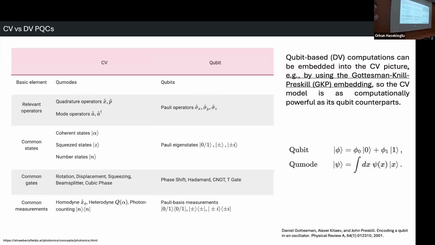You have some anti-commuting operations, and the common states for CV are what we usually have, Gaussian states. It's either coherent states or squeezed states. But for quantum computing, coherent states are not preferable. They're for quantum key distribution. Gaussian states are mostly used. Coherent states are mostly used, but squeezed states are good for quantum computing.